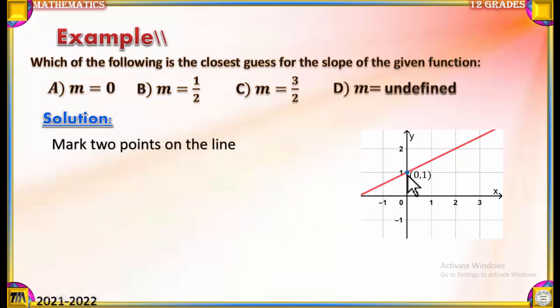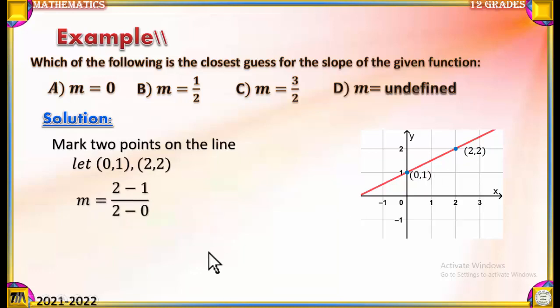Let the first one be (0, 1), and the second one be (2, 2). And now find the slope using these 2 points. m equals (y2 minus y1) over (x2 minus x1), which is (2 minus 1) over (2 minus 0), equal to 1 over 2. That means the correct answer is B.